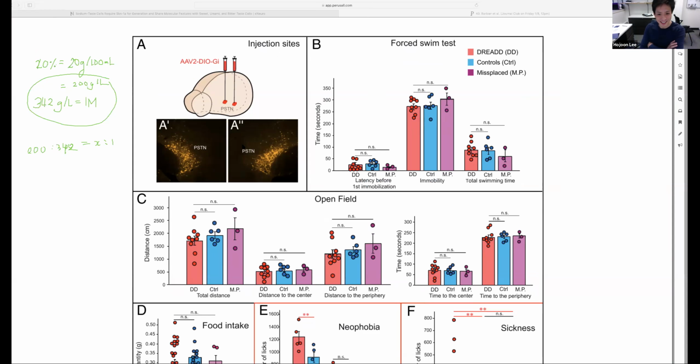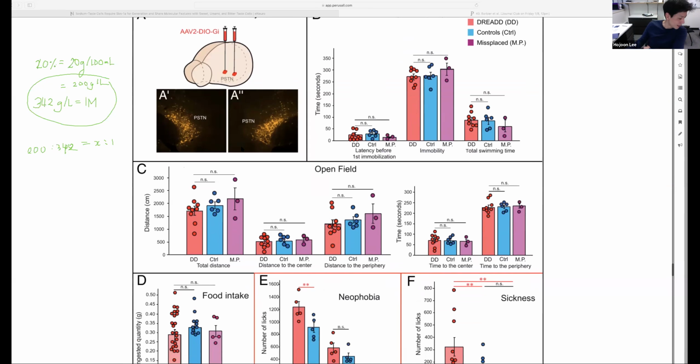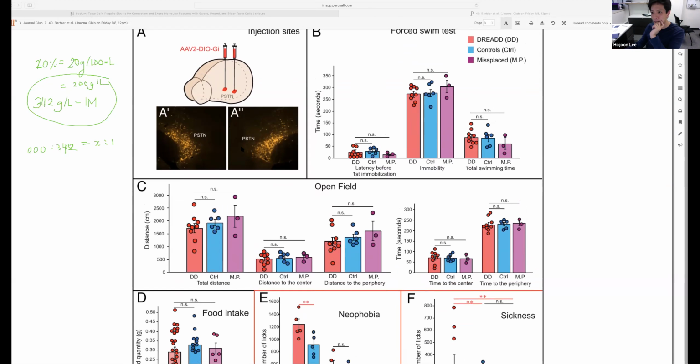All right, let's quickly go through Figure 6. This one figure, which I think leaves Jiahao.